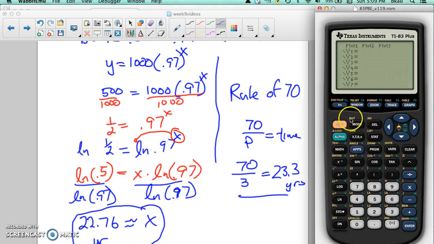So we have 1,000 times 0.97 to the x power, and we want to graph when that's going to be equal to 500. Okay, so our window has to go at least to 30 because we were saying the years is 22, so let's go out to a little bit bigger than that, 35. We'll go by 7 here.